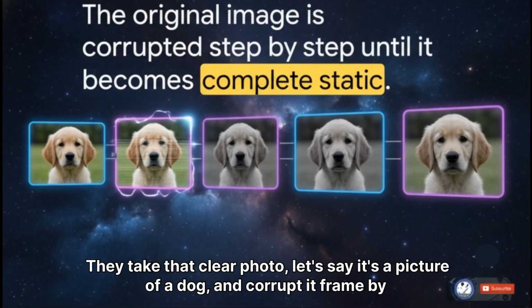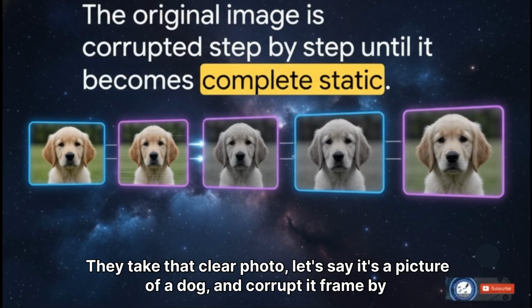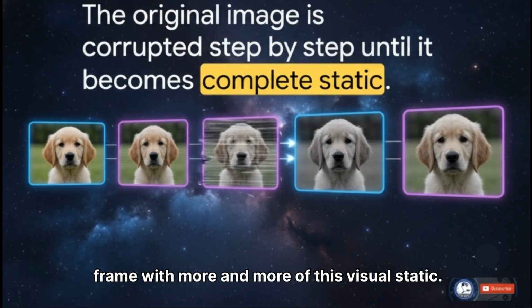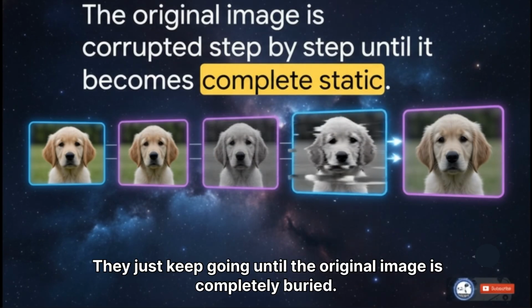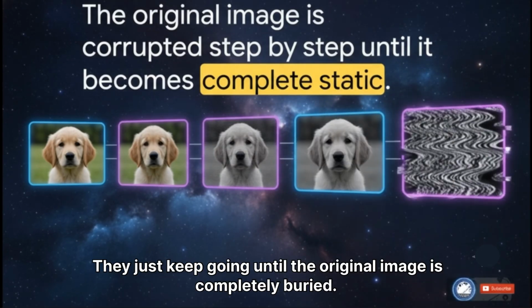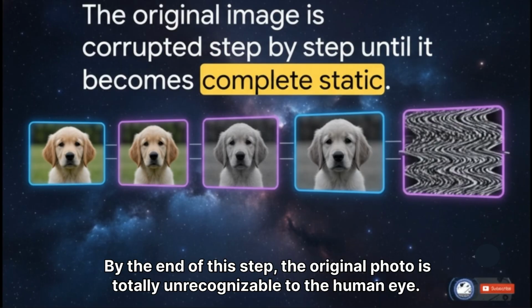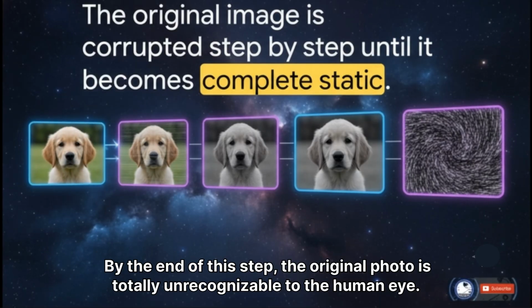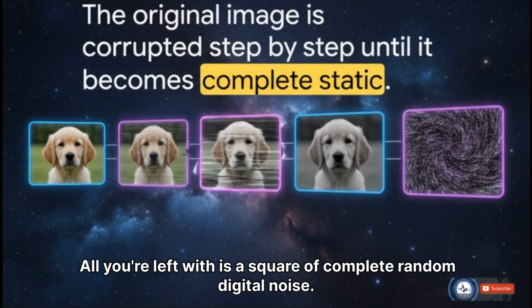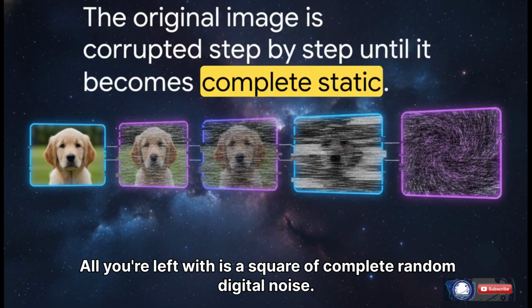They take that clear photo, let's say it's a picture of a dog, and corrupt it frame by frame with more and more of this visual static. They just keep going until the original image is completely buried. By the end of this step, the original photo is totally unrecognizable to the human eye. All you're left with is a square of complete random digital noise.